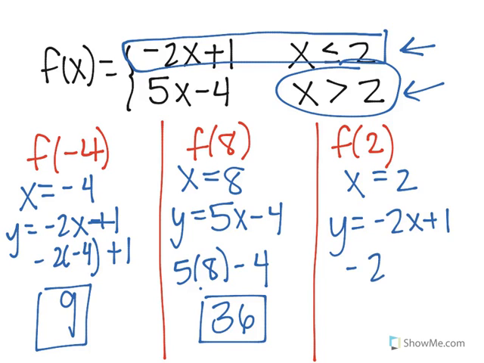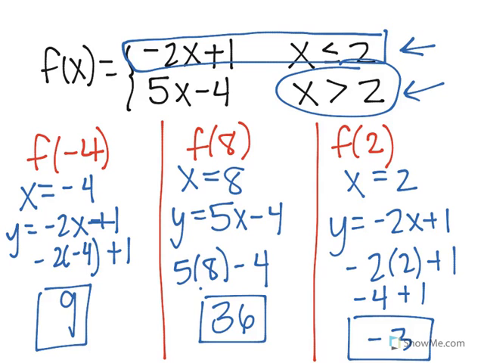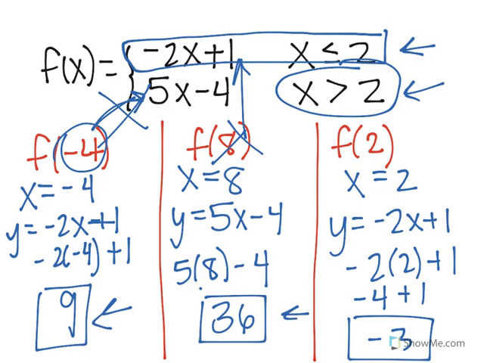Now, one thing to notice here is that we only plugged it into one equation. We can't plug it into both. We can only plug it into one. So if x equals negative 4, we can't plug it into the second equation. If x equals 8, we can't plug it into the first equation. So we are only going to have one answer.